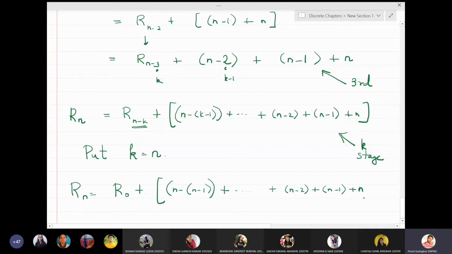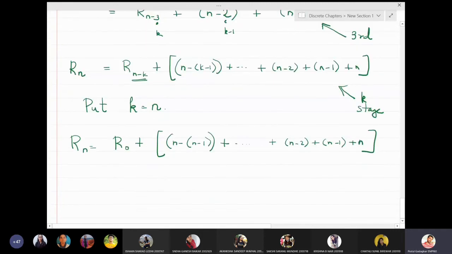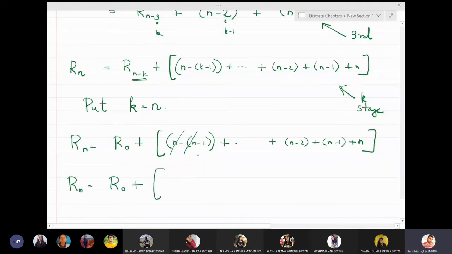Now I'll simplify this. This n and this n will actually get cancelled and you'll just get a 1. So what will Rn be equal to? Rn will be R0 plus the first term will just come to be 1. The second term, n and n cancel, and you'll get a 2, and so on till n minus 1 plus n.